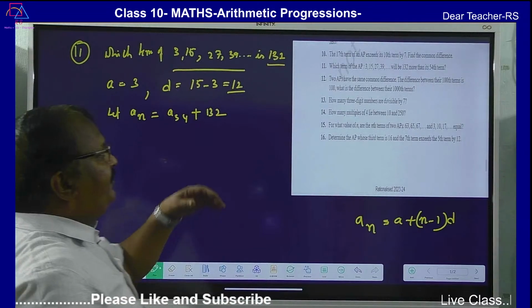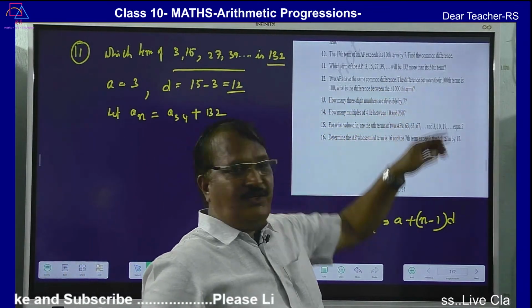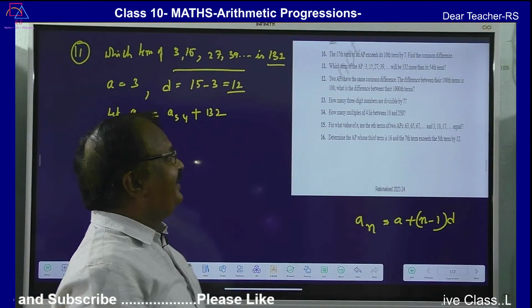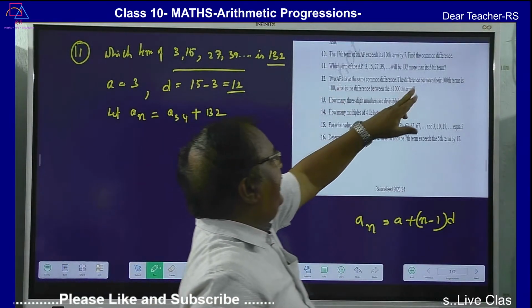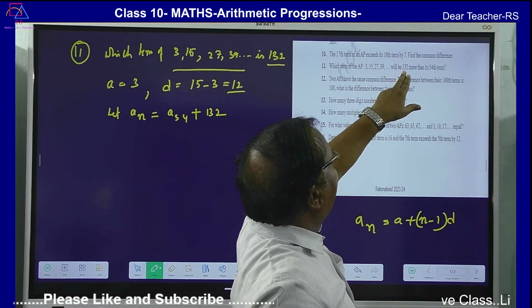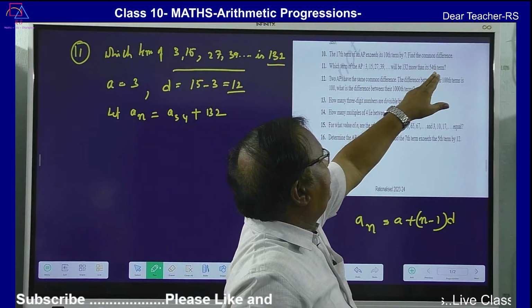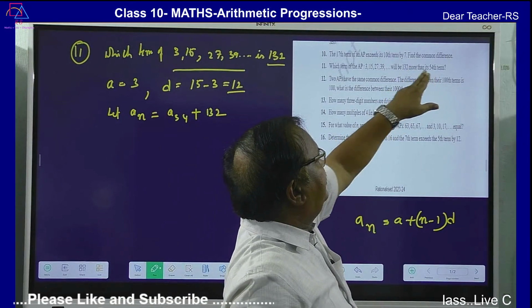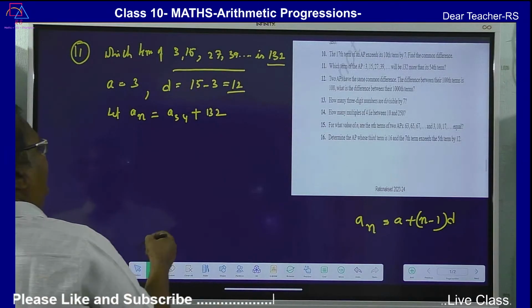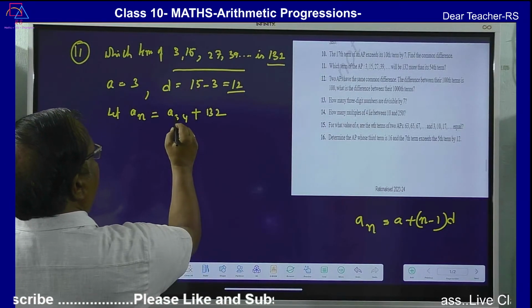Okay. Which term will be 132 more than the 54th term? So it's very, very important. I also did not read it fully. So which term will be 132 more than the 54th term? The 54th term plus 132 is equal to the required term. Now let's substitute.